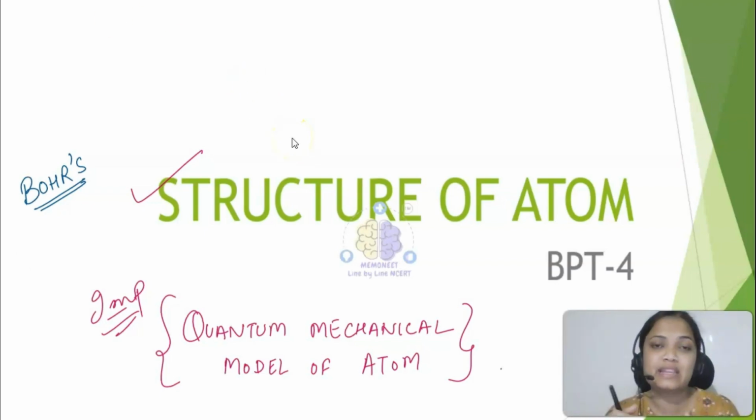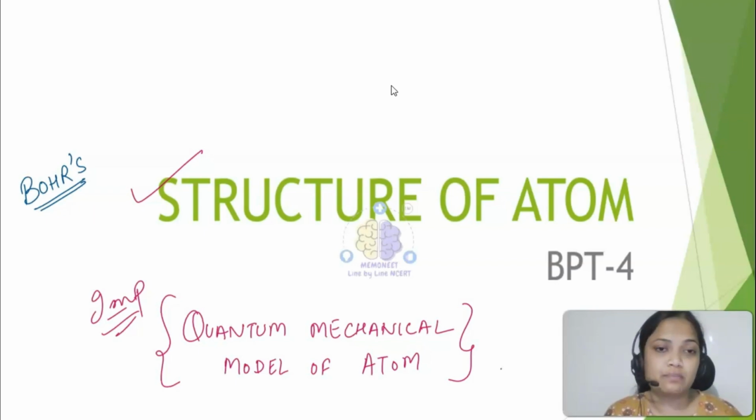It explained the spectra of hydrogen but could not explain the splitting of the lines, the Zeeman effect, the Stark effect, and it could not explain the spectra of multi-electronic systems. For one electron systems like hydrogen, helium ion, lithium ion, it could do so, but for multi-electronic systems it could not explain, right? So again, there were certain developments.